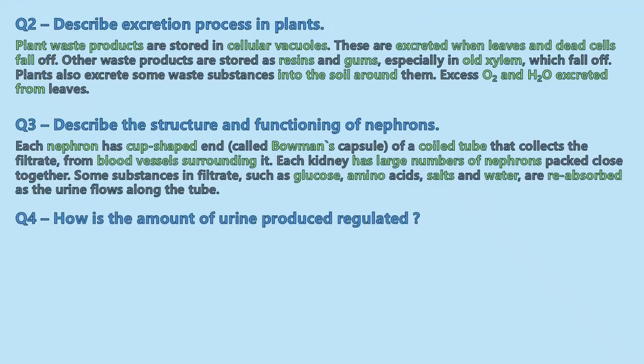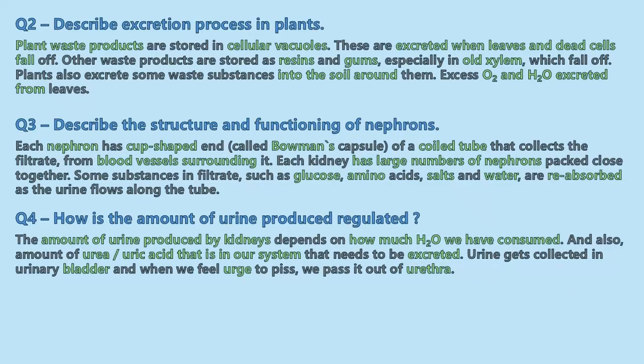How is the amount of urine produced regulated? The amount of urine produced in the kidneys depends on how much water we have consumed. If you drink a lot of water, you need to urinate many times. Also, the amount of metabolism matters, since urea or uric acid is a byproduct which we don't need, gets created, and needs to be excreted.